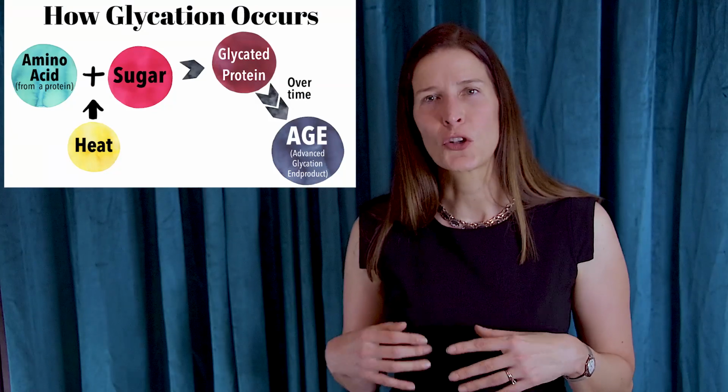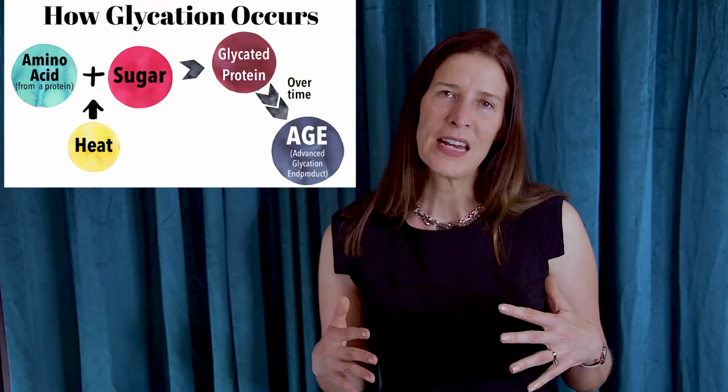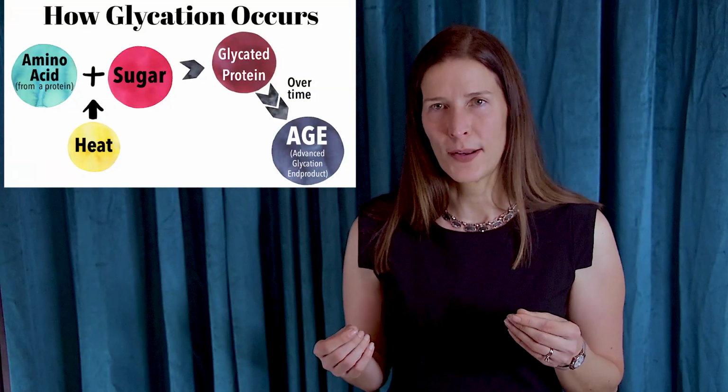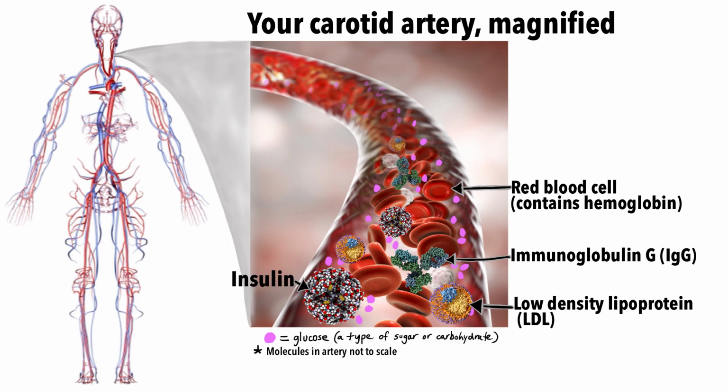In the body, glycation typically involves a sugar such as glucose or fructose combining with a free amino acid group on a protein. Some of the proteins most affected are those that come in direct contact with blood, including proteins like hemoglobin, immunoglobulins, insulin, low-density lipoprotein or LDL, and collagen.